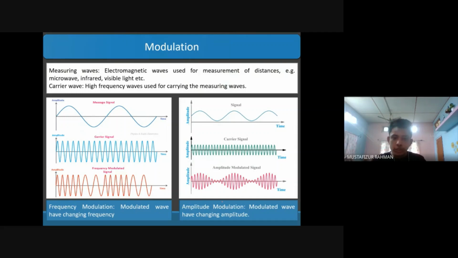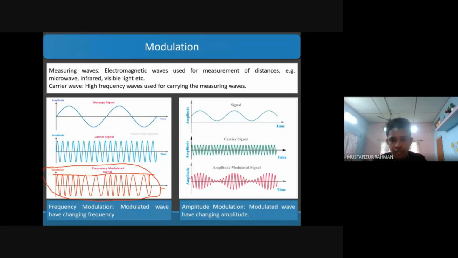So a modulation can be of two types, frequency modulation and amplitude modulation. When frequency modulation is done, if you see here, this is the modulated wave. What happened? The frequency of the wave is changing. The amplitude is not changing. This is the amplitude, the distance from the mean position. The amplitude is constant, but frequency is changing. So when the frequency is changing, that is frequency modulation.